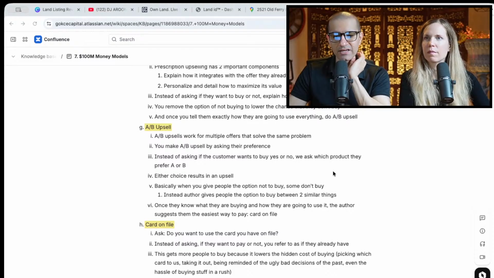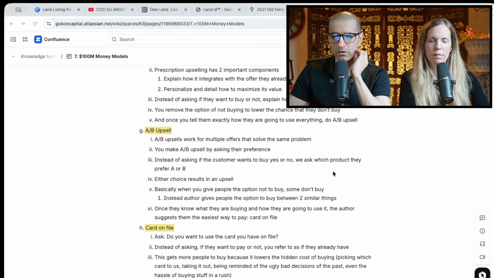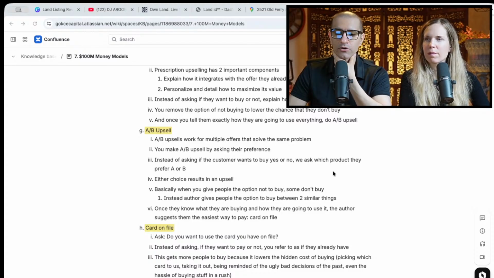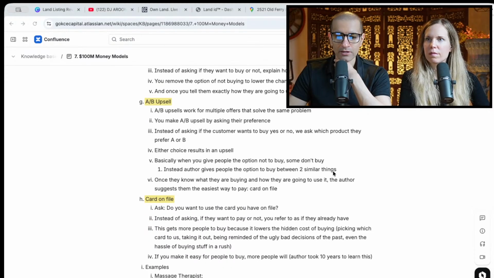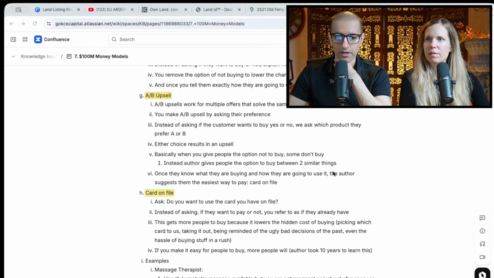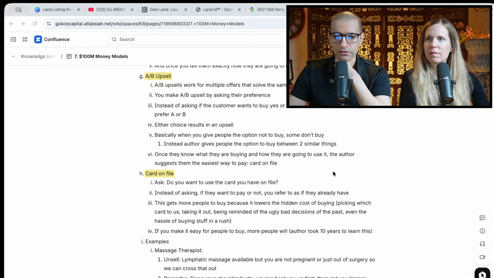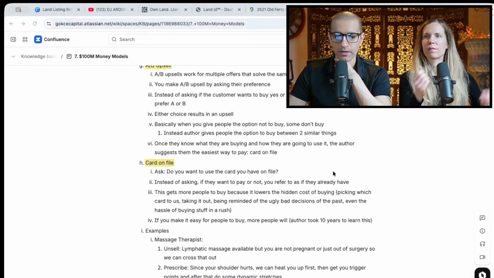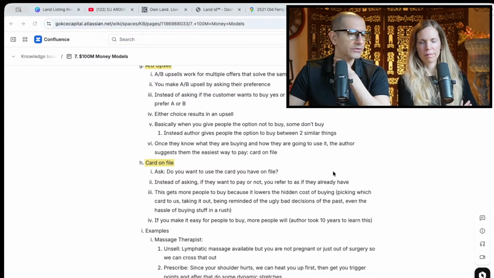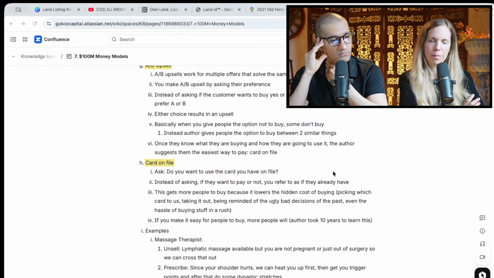Instead of asking if they want to buy or not, explain how to use it as if they already have. I think that's an important piece, right? You remove the option of not buying to lower the chance that they don't buy. Oh, yeah, you just assume. That's like the Bubby strategy.